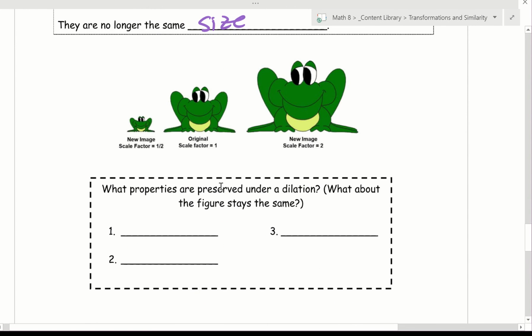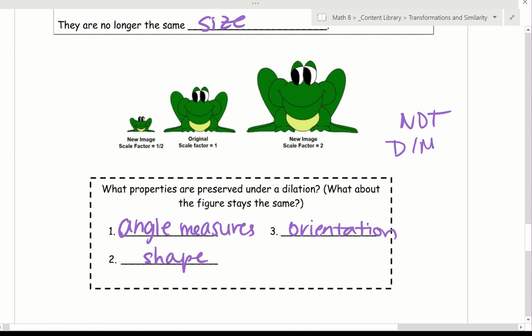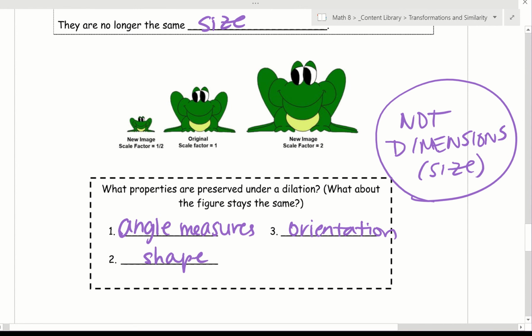So all the other properties, though, are preserved. So the angle measures, the shape, and the orientation are preserved, but not dimensions, which are the size. Okay, let's go down.